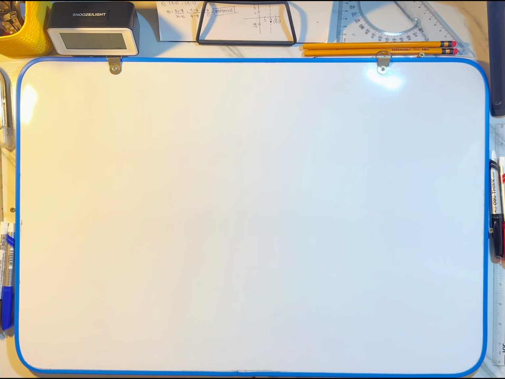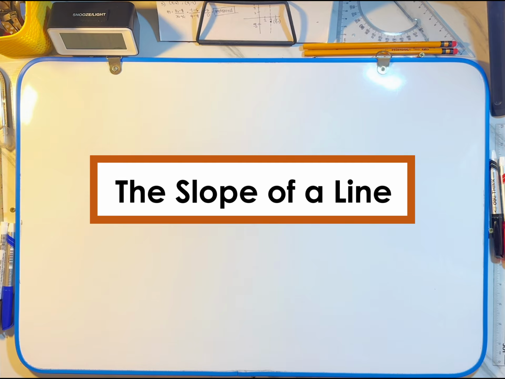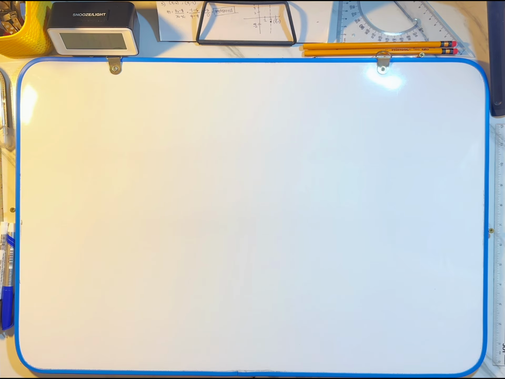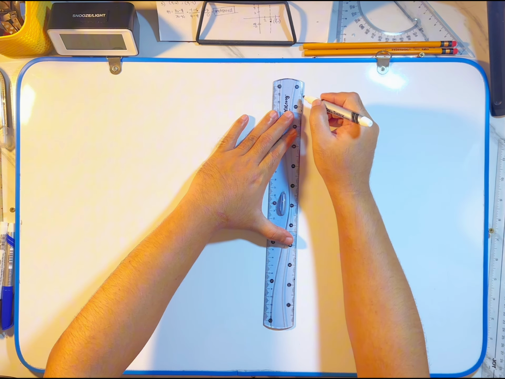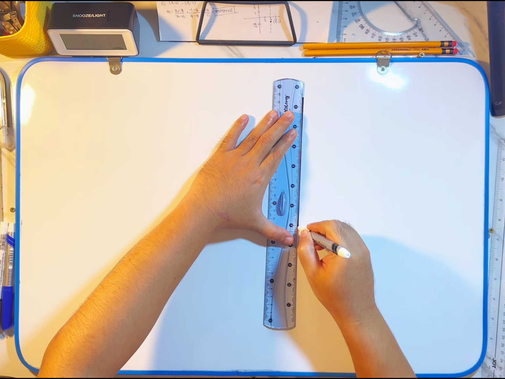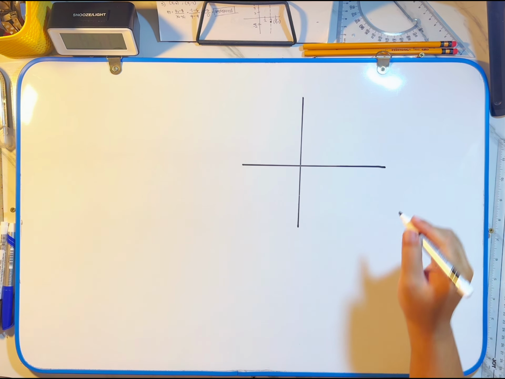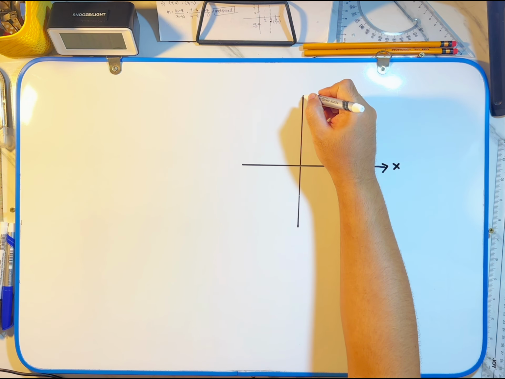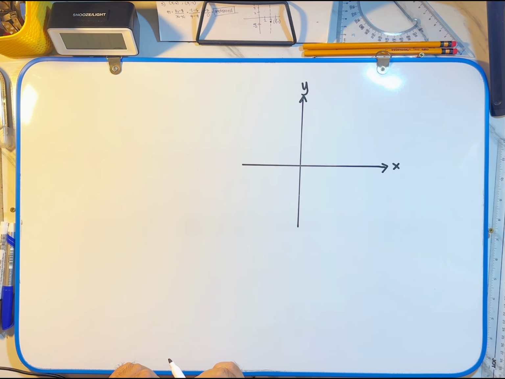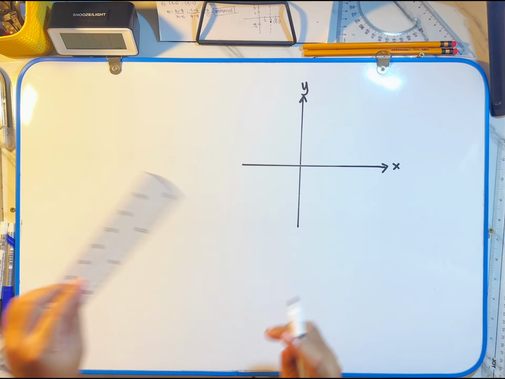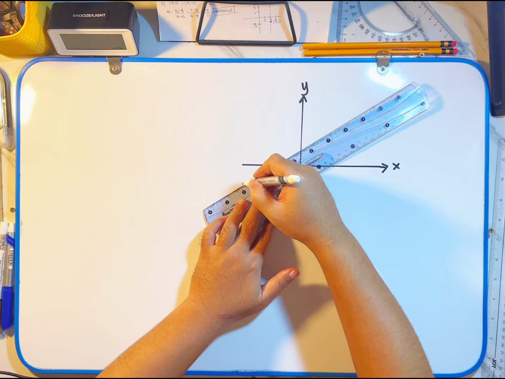Hi, in this lesson, let us discuss the slope of a line. So the slope of a line has a formula, but in order to show where the formula came from, let us draw a sample coordinate plane system. So let's say this is our coordinate plane system. We have the x and y axis. And for example, we have a certain straight line.